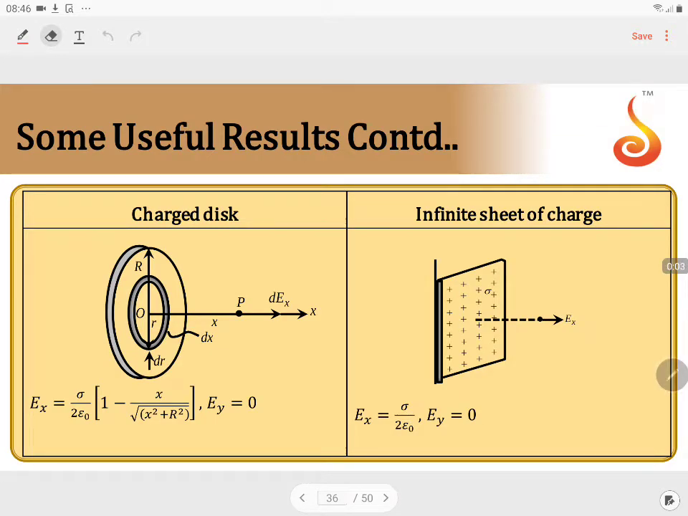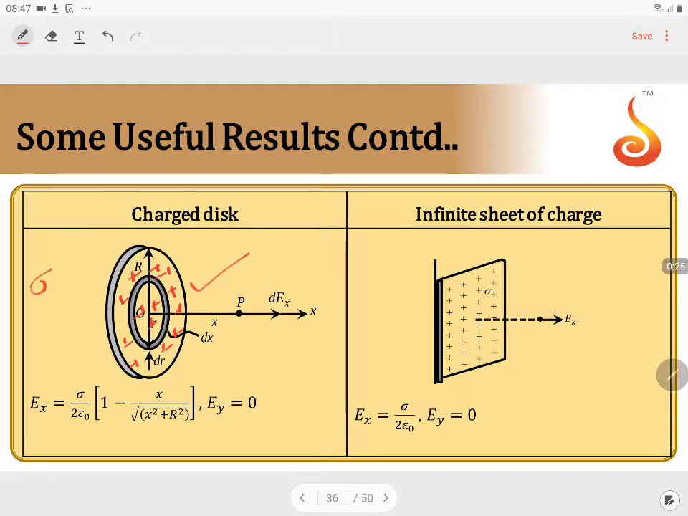So, what is the electric field intensity due to a uniformly charged disk? So this we are going to do. What is the electric field intensity due to a uniformly charged disk? The charge can be positive or negative. Charge will be distributed uniformly on it.